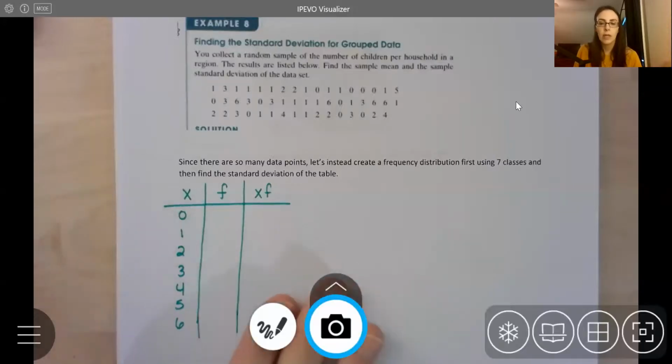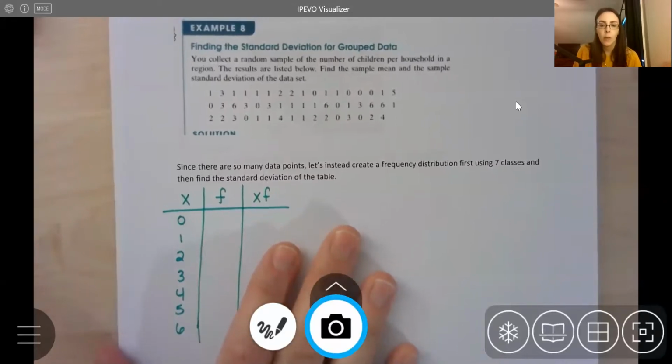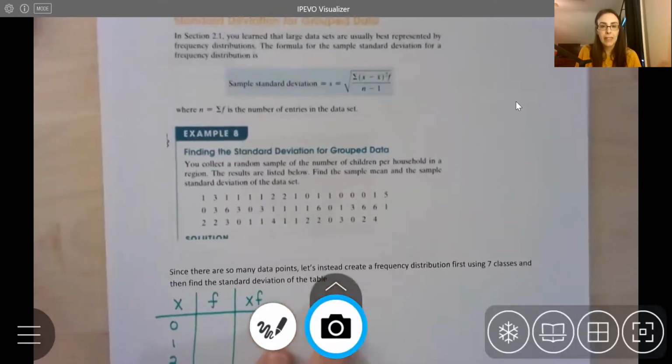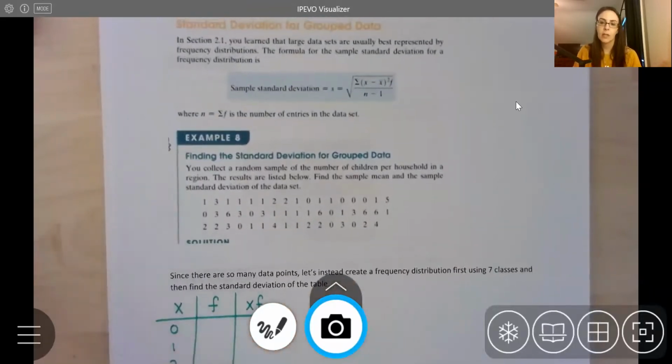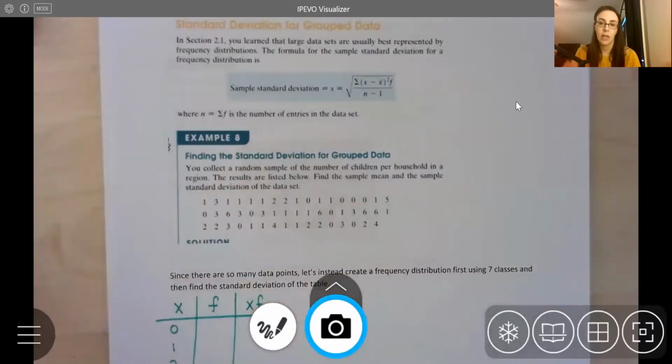Now I want to focus on an example where we're actually going to find the standard deviation and the mean for what we're calling grouped data. And it basically works the same way, but what we're noticing with this particular example is that we have a lot of repeated values. And we have quite a lot of values here, right? So if we were trying to do this by hand to find the mean or the standard deviation, this would take a very, very long time.